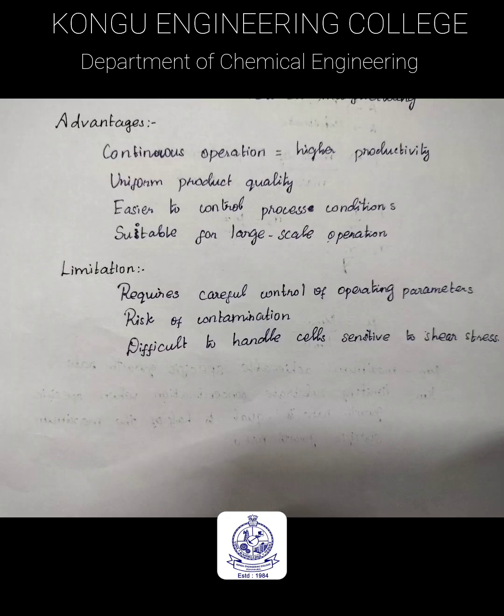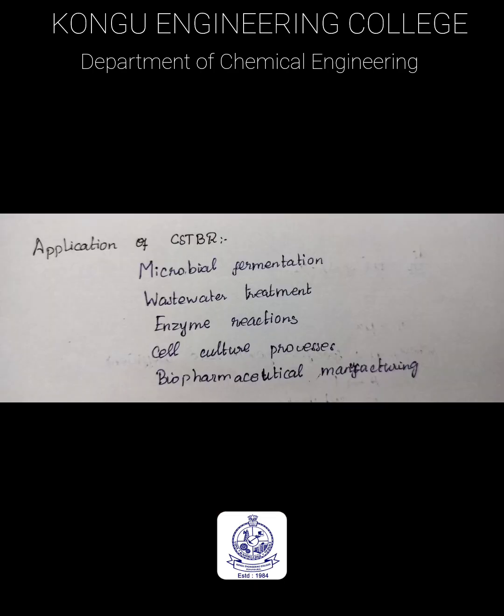Now let us look at the advantages. First, steady production of products over time. Second, continuous operation reduces downtime. Third, high productivity and efficient use of resources. Fourth, better control over environmental conditions. Fifth, suitable for large-scale industrial processes. The disadvantages are: first, risk of washout at high dilution rates; second, susceptible to contamination due to continuous operation; third, complex control and automation systems required; fourth, less suitable for processes needing long adaptation or lag phases.